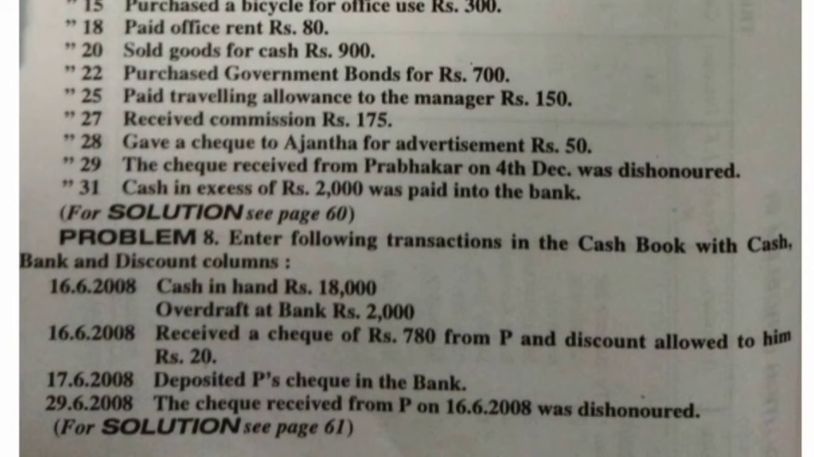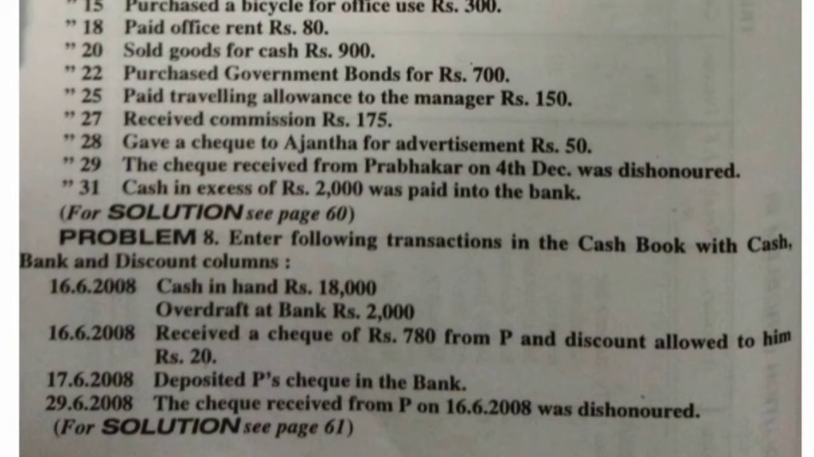Cash in hand rupees 18,000, overdraft at bank 2,000. So cash in hand we are having the debit balance, so to balance brought down on the debit side in the cash column you need to record 18,000. Overdraft at bank means credit balance in the bank, so on the credit side of the bank column you need to record 2,000 rupees.